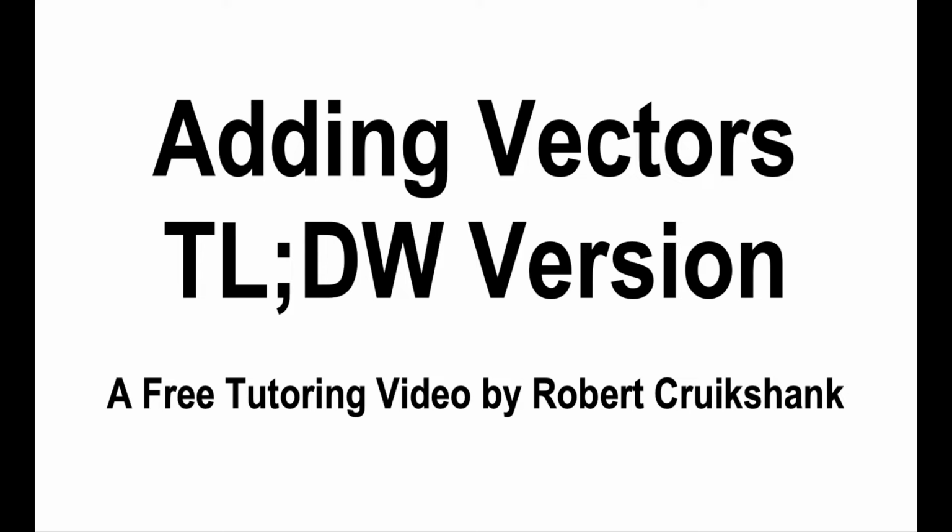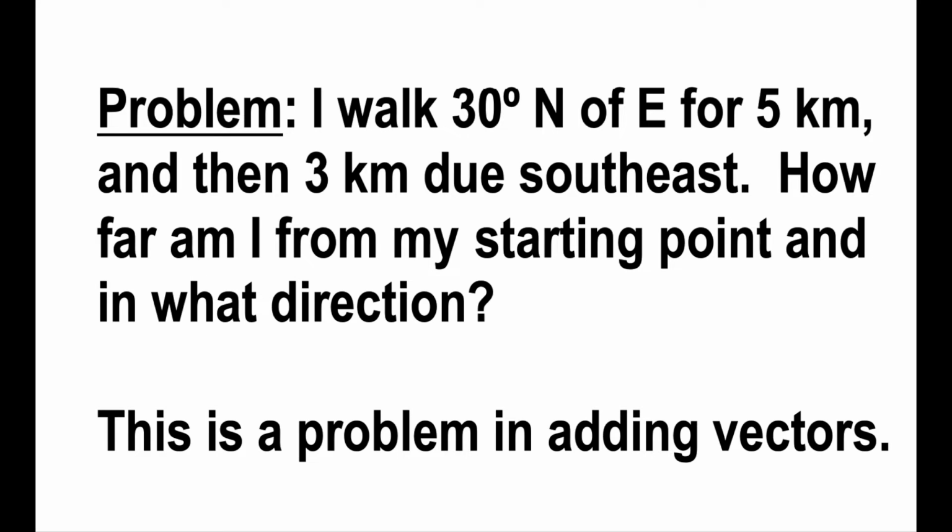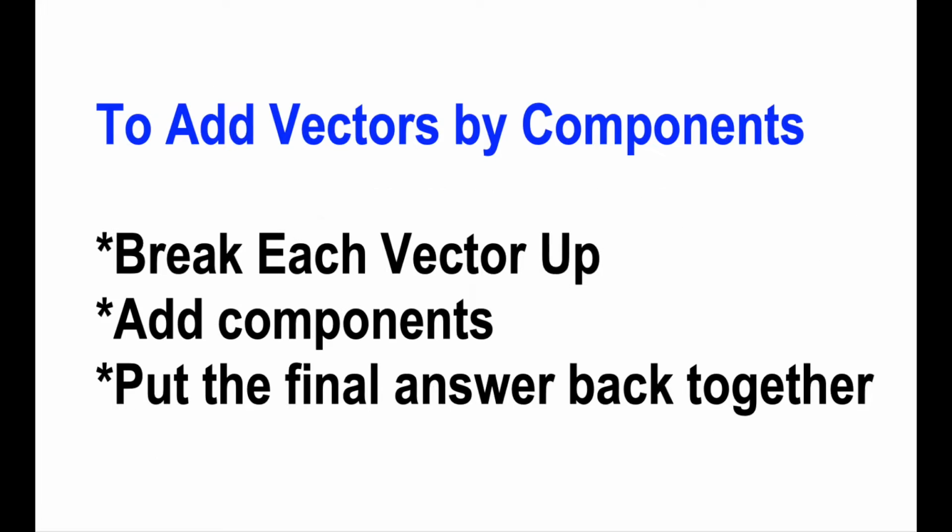This is a much shortened version of my adding vectors every single step video. Problem: I walk 30 degrees north of east for 5 kilometers and then 3 kilometers due southeast. How far am I from my starting point and in what direction? This is a problem in adding vectors.